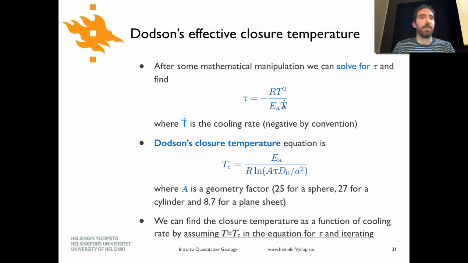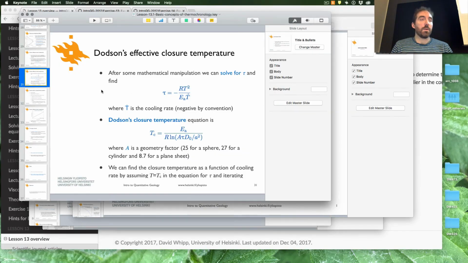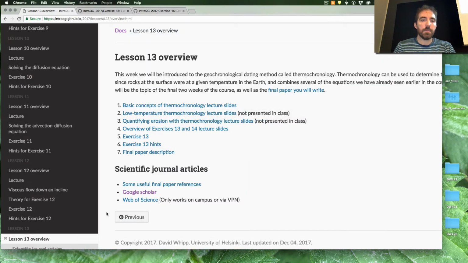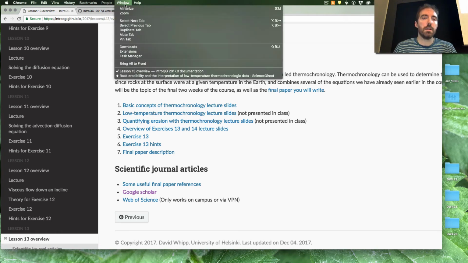So, are there other questions about this thermochronology idea? So for the lesson for this week, just to go back here, there are additional slides here about low temperature thermochronology. That's really what we're going to focus on. And then also about quantifying erosion with thermochronology. That also relates to what we're doing for the exercise for the next 2 weeks.